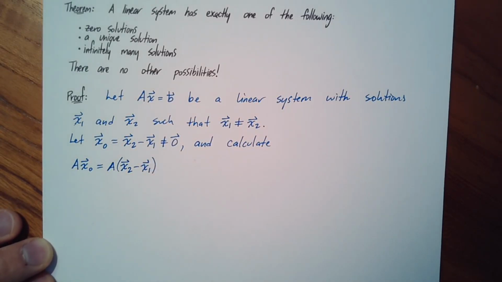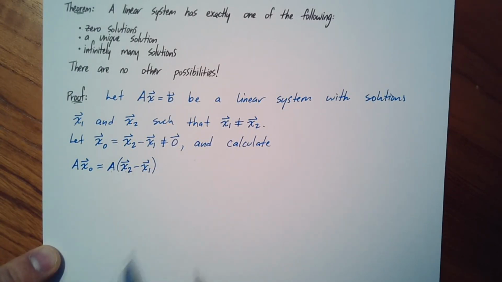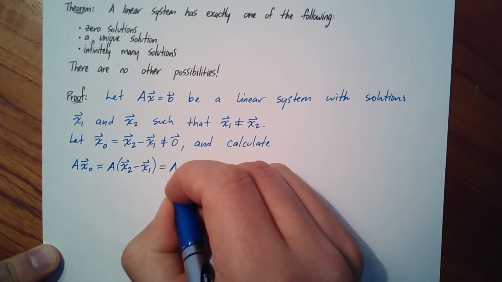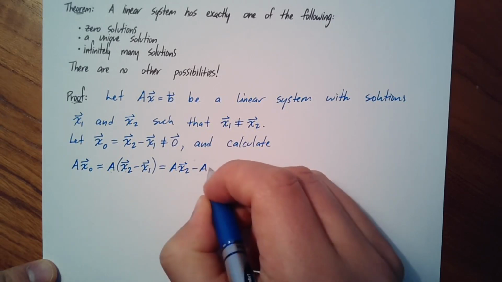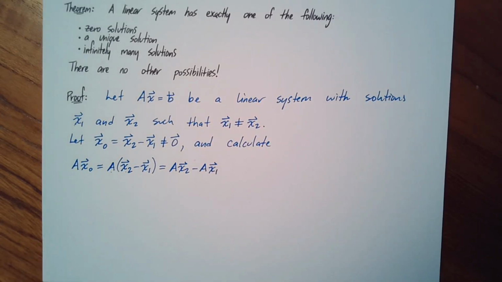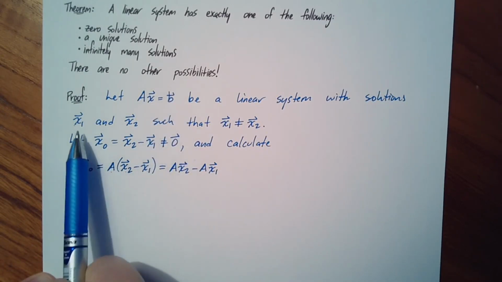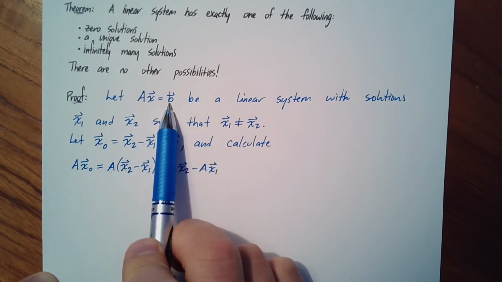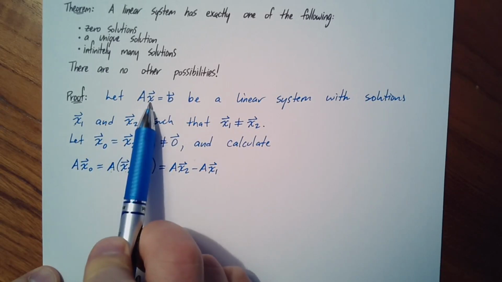And now the properties of matrices that we studied in section 1.4 kick in. I can multiply A by each of these two matrices separately and then subtract afterwards. So I get A times x2 bar minus A times x1 bar. And both of these are equal to B bar up here. How do I know that? Well, we assumed right off the bat that we had a linear system with two solutions, x1 bar and x2 bar. So if I plug x1 bar in for x here, I'm going to get B bar.